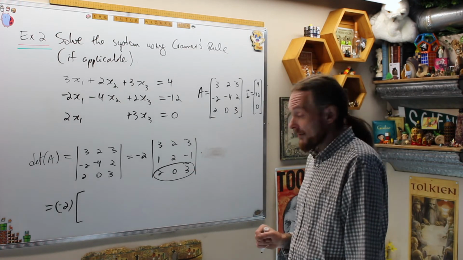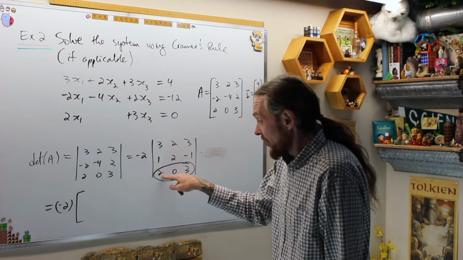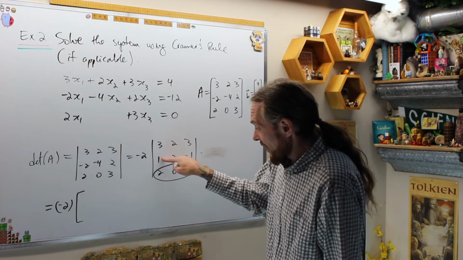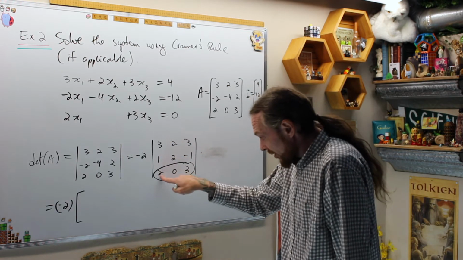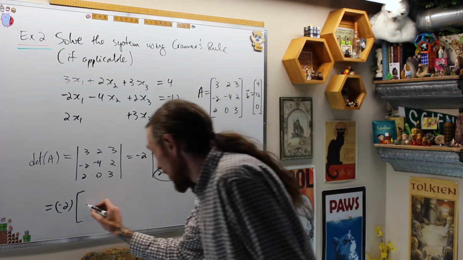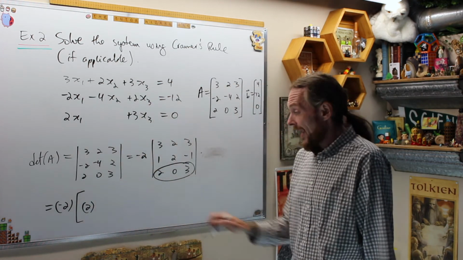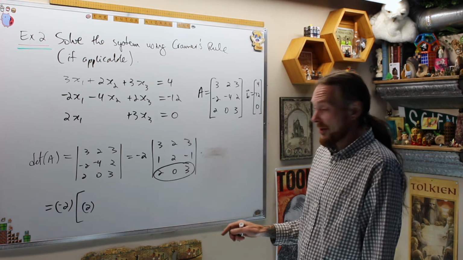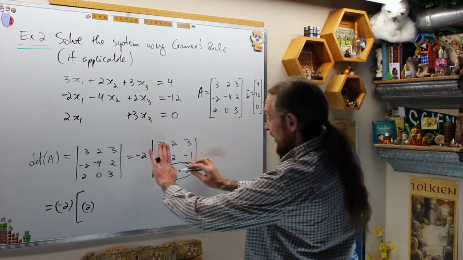Go back and look at the previous videos if you don't know how to do this. What I'm doing is, in my checkerboard, I have plus, minus, plus, minus, plus. So it should be plus, minus, plus. This one I don't really care about anyways. So these ones are going to be positive coefficients. So 2, that's A31, times the cofactor, which is going to be this guy.